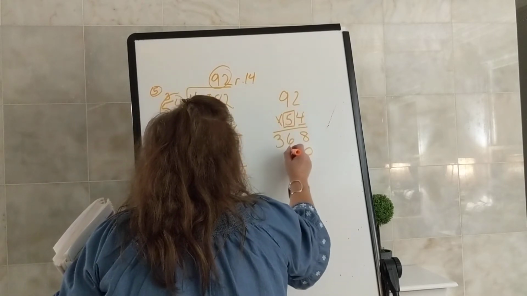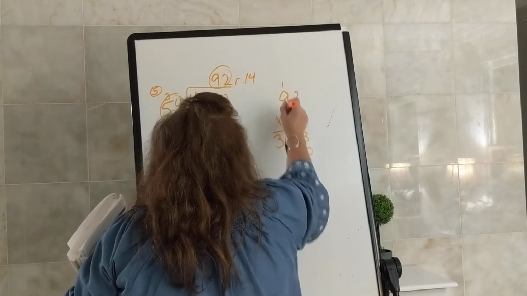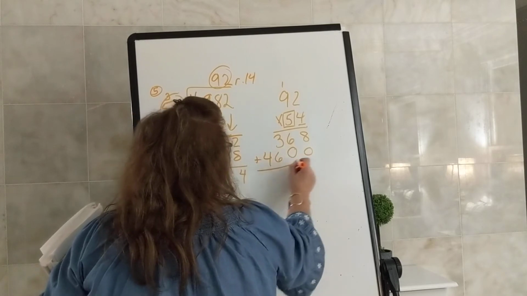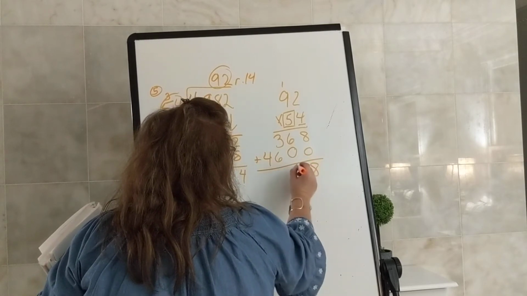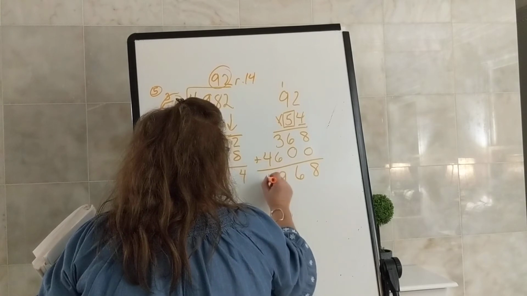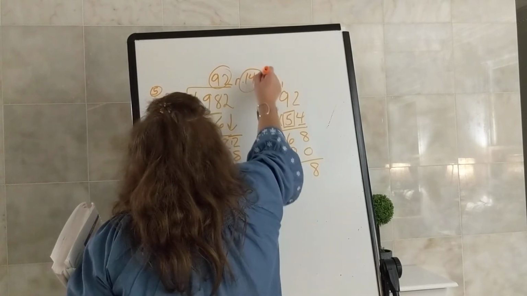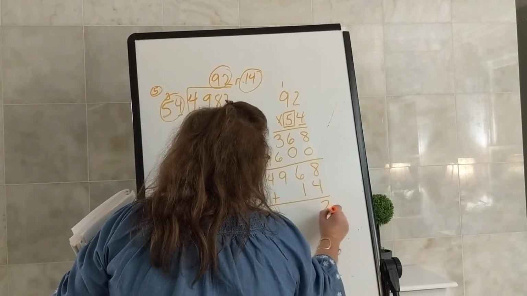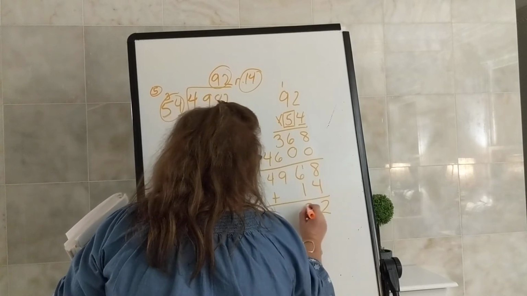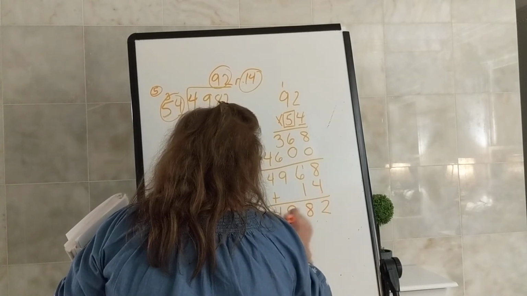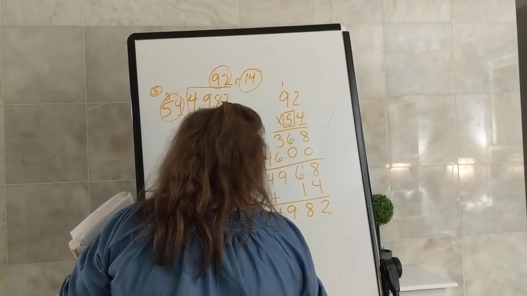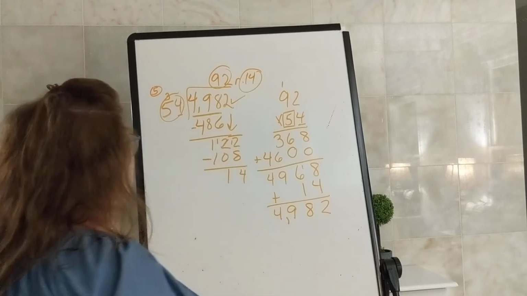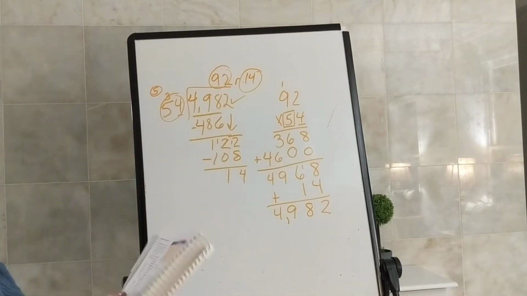2 times 5 is 10. Put 0 down, carry the 1. 9 times 5 is 45. Plus that 1 is 46. We add up our partial products. We have 8, 6, 9, and 4. We come up here and get our remainder, 14. And we add that on. 8 and 4 is 12. Put 2 down, carry the 1. 6, 7, 8, 9, and 4. 1, 2, 3, comma. So our answer is 4,982, and our dividend was 4,982. So our problem is correct.